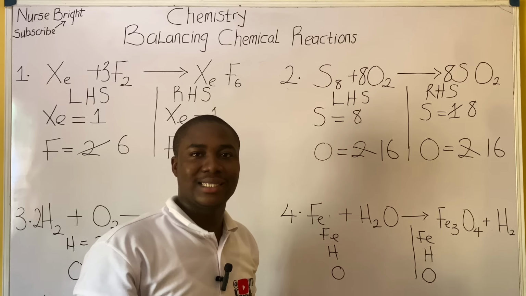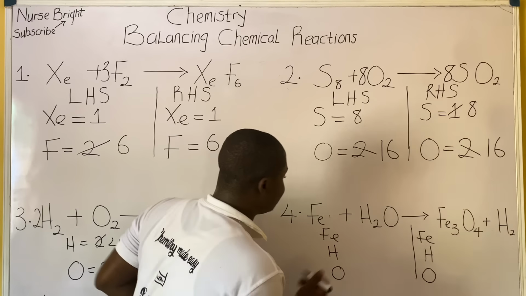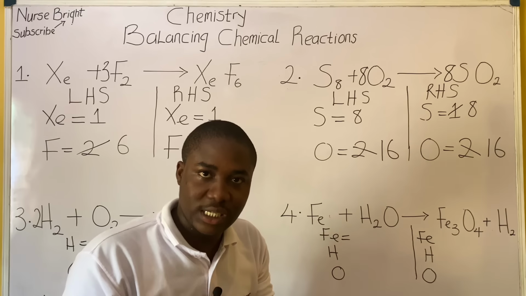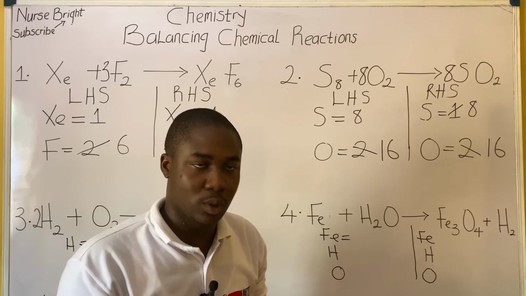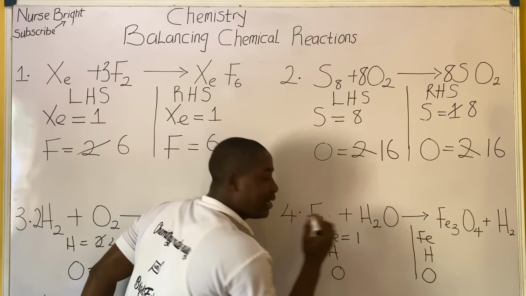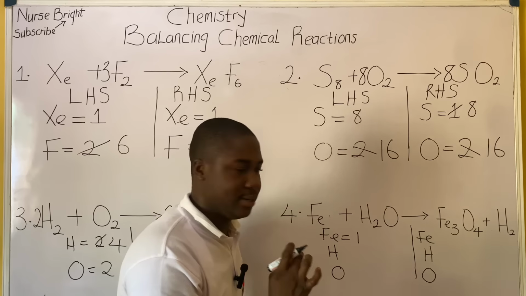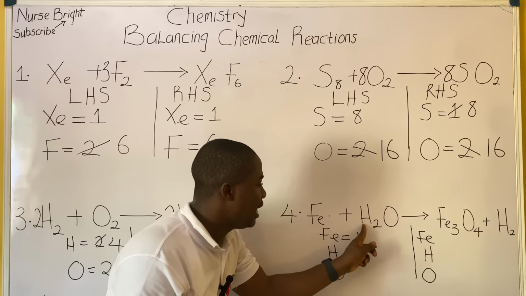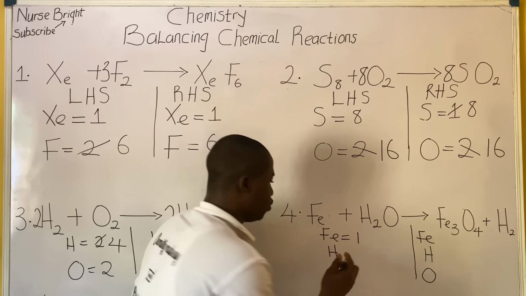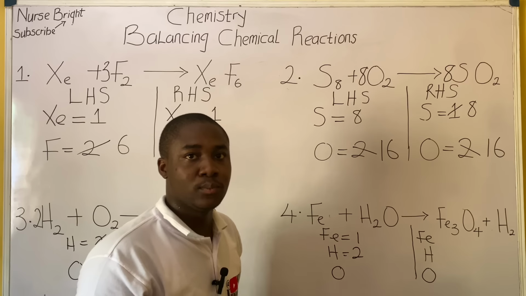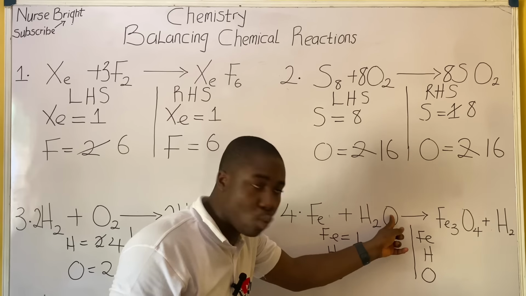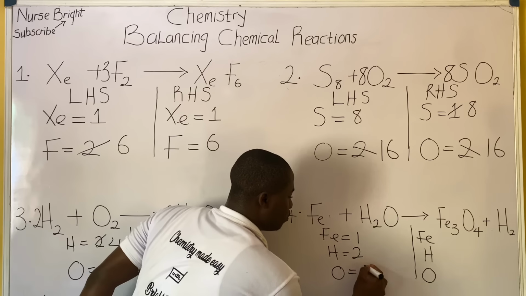So what becomes the next step? The next step is to simply write out the numbers you are actually seeing for these elements initially, the way the reaction was written. So iron here, I'm having one iron because that's the only iron I can see. For hydrogen, at the left, I am seeing just two. So here becomes two hydrogen. For the left as well, I can see just one oxygen. All right, so here becomes one.